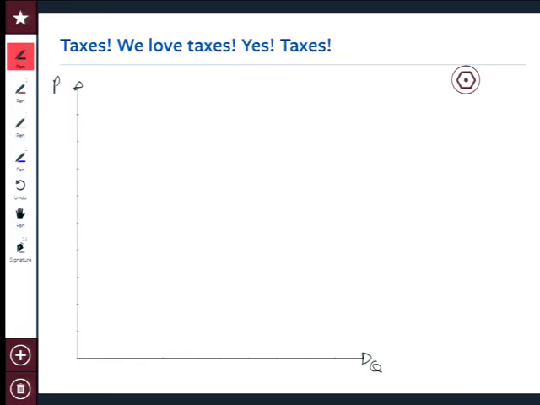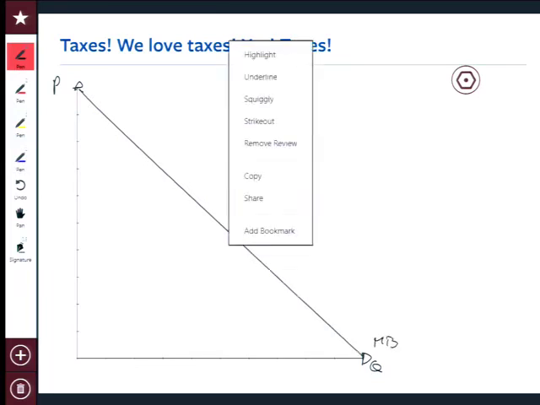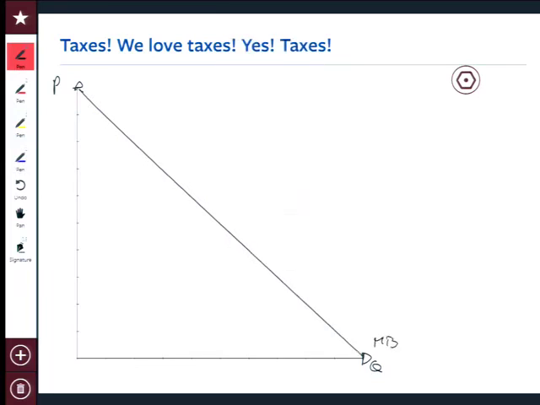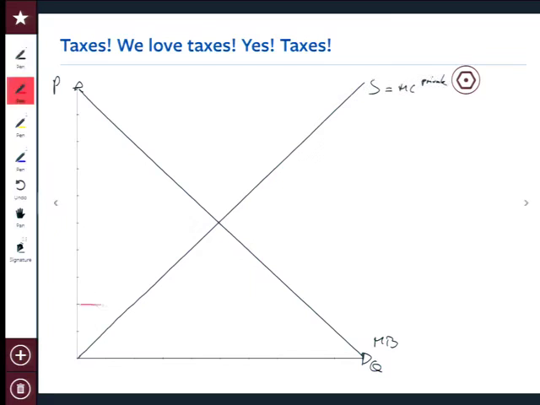So same picture as before. We have a marginal benefit curve, right? And then we have our private marginal cost curve. Then we have an external marginal cost curve. And then we have the social marginal cost curve, which looks something like this. It's just the supply curve plus the external marginal cost.